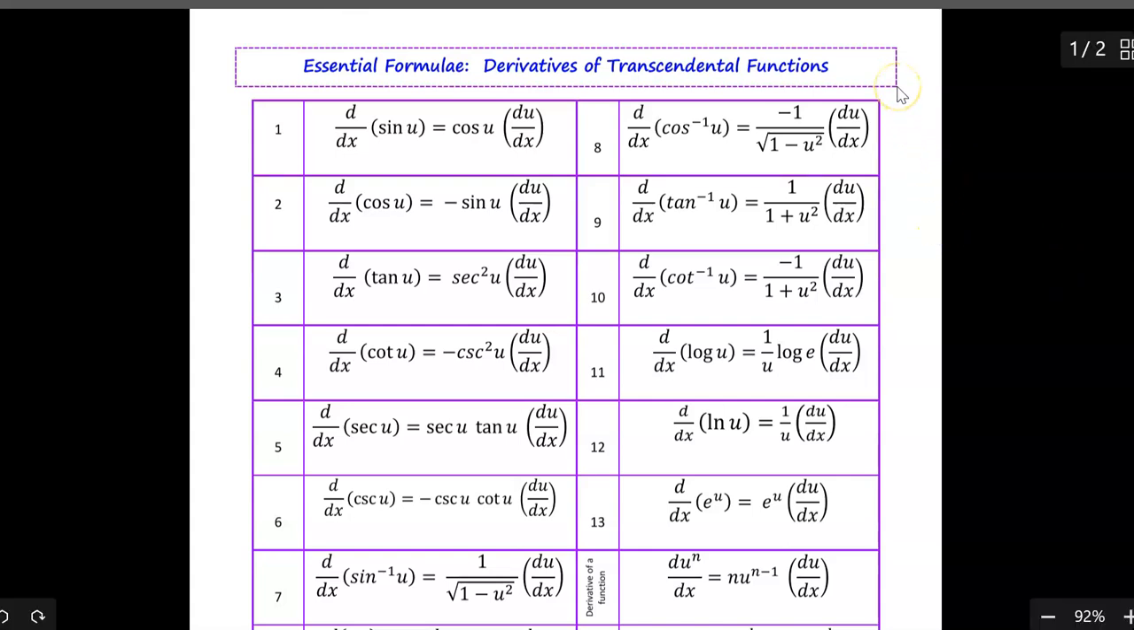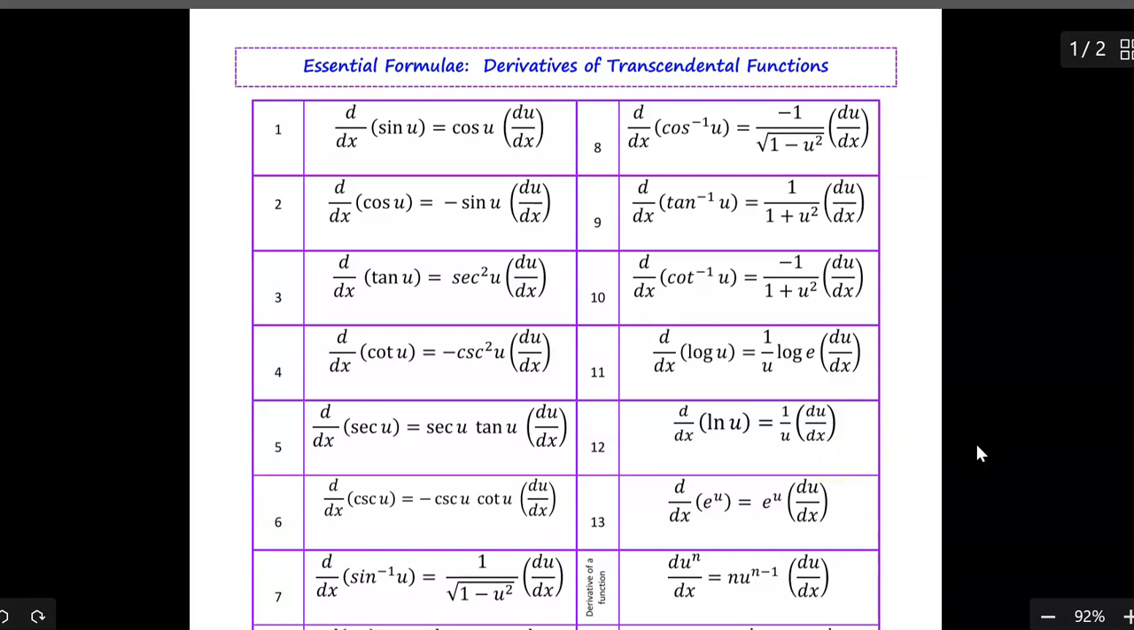Hello everyone. In this lesson, we will talk about derivatives of transcendental functions. So what are transcendental functions? Transcendental functions involve trigonometric functions: sine, cosine, tangent, cotangent, inverse of cosine and tangent, also secant and cosecant, and also the derivative of the logarithm of a function, the derivative of the natural logarithm of a function, and also the derivative of a function raised to a power.